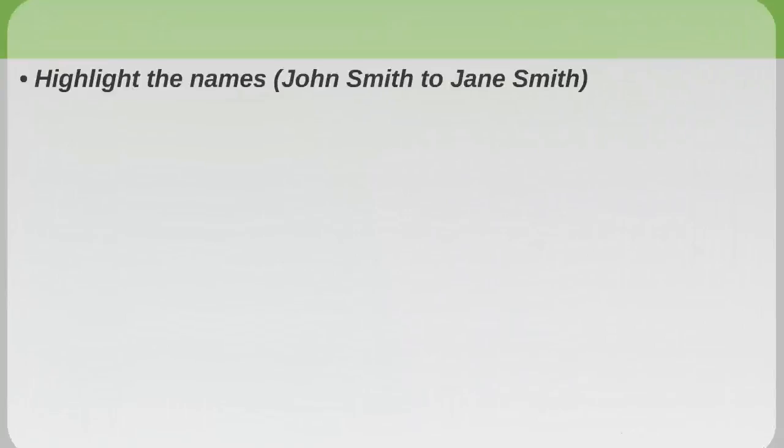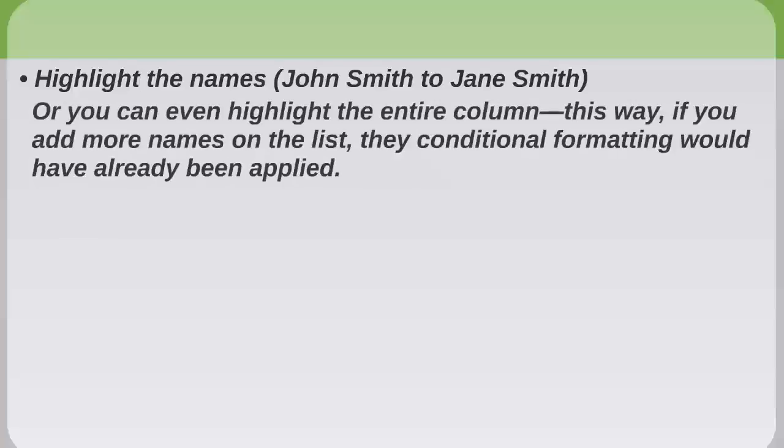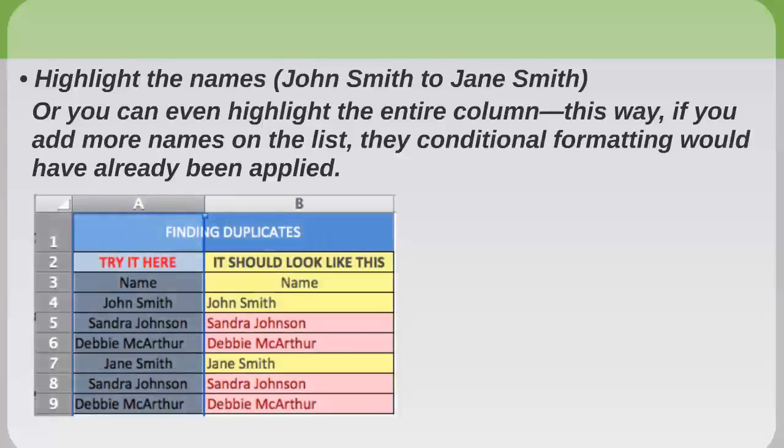So what I want you to do is to go ahead and highlight the names John Smith to Jane Smith. Or you can even highlight the entire column. This way you can even add more names on the list, and the conditional formatting would basically have already been applied. So as you can see here, the left-hand column is what you're going to try, and the right-hand column is what it should look like.